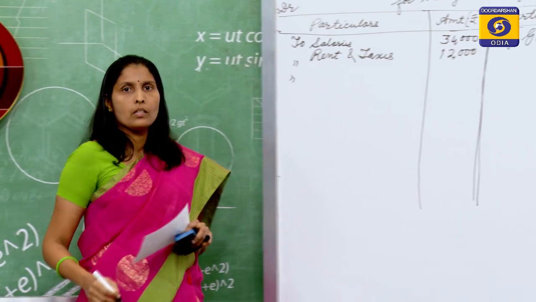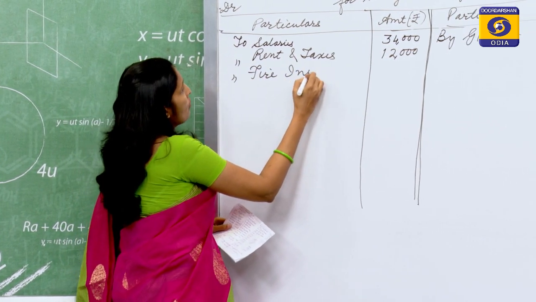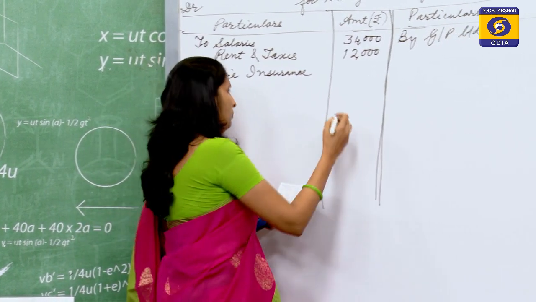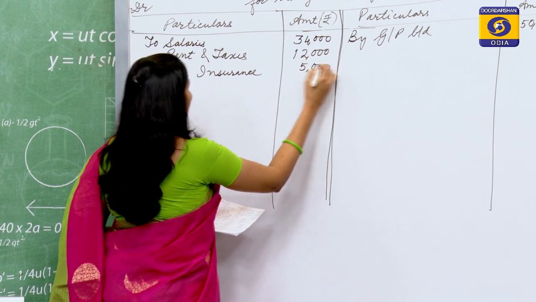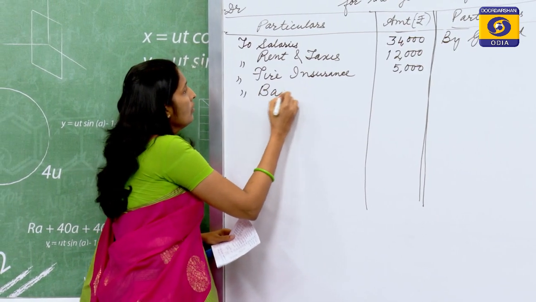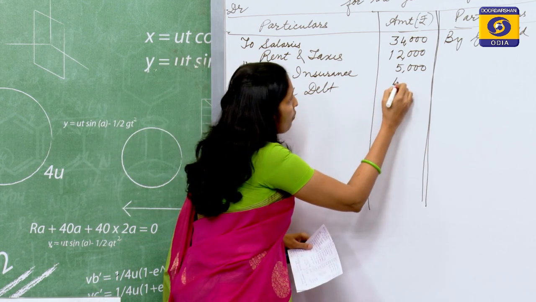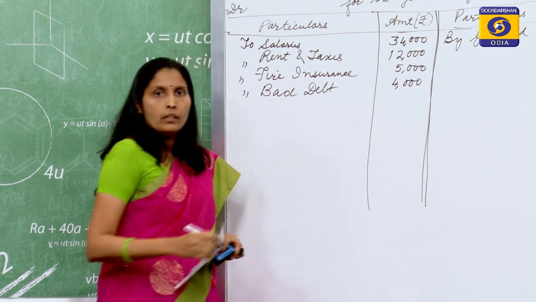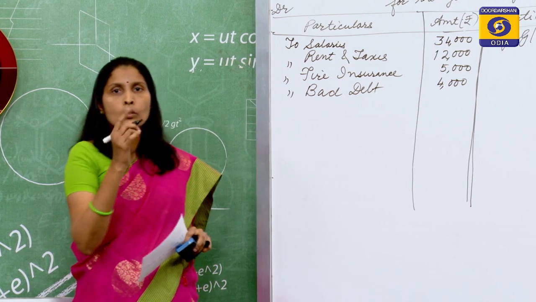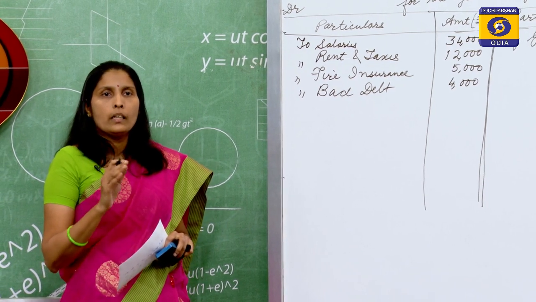Next expense we have is fire insurance. So, the fire insurance premium is paid. The amount of fire insurance given to us is rupees 5,000. Next expense we have is bad debt. The amount of bad debt appearing in the question is 4,000. Next we have interest. The interest received is not an expense, students, that will go to the credit side. All the credit items, let us leave them for now. We will only consider the expenses.